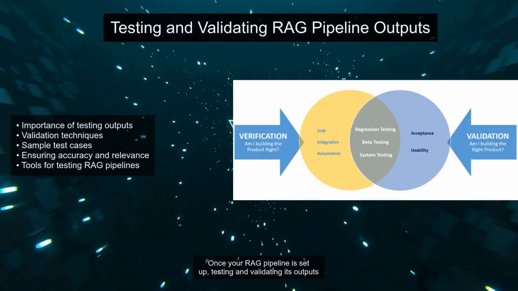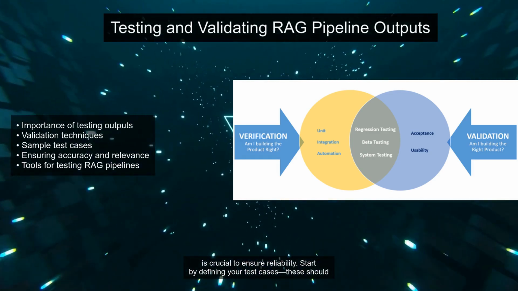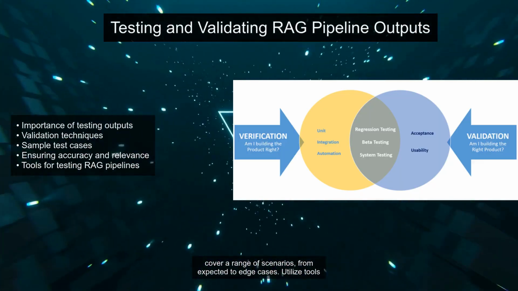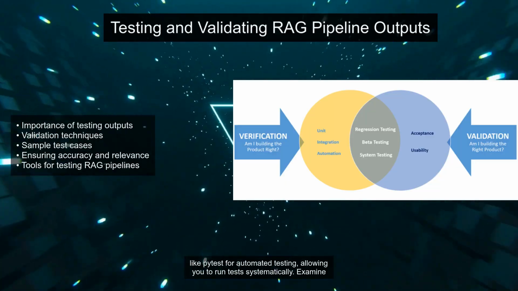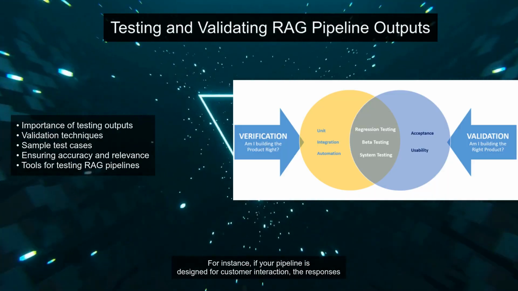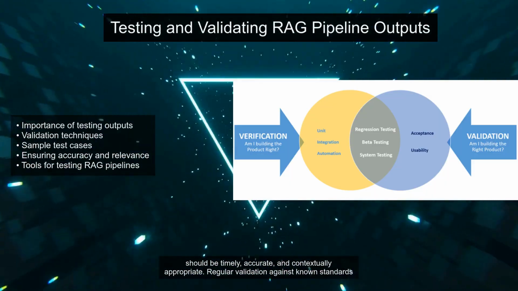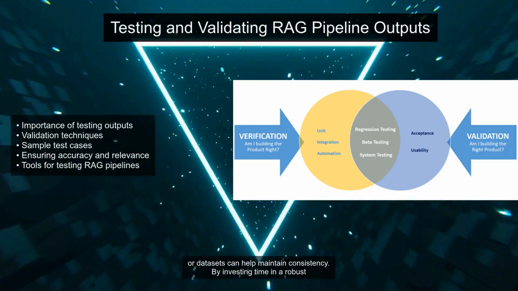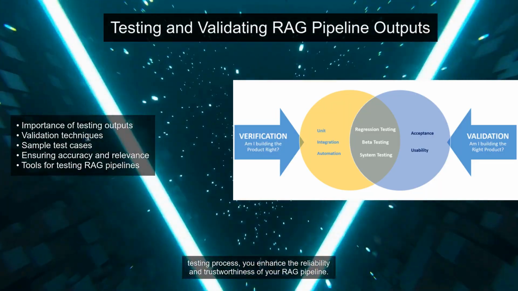By integrating these capabilities, you can build intelligent systems that not only understand but also interact meaningfully with data. Once your RAG pipeline is set up, testing and validating its outputs is crucial to ensure reliability. Start by defining your test cases. These should cover a range of scenarios, from expected to edge cases. Utilize tools like PyTest for automated testing, allowing you to run tests systematically. Examine the outputs for accuracy and relevance, ensuring they meet the intended purpose. For instance, if your pipeline is designed for customer interaction, the responses should be timely, accurate, and contextually appropriate. Regular validation against known standards or datasets can help maintain consistency. By investing time in a robust testing process, you enhance the reliability and trustworthiness of your RAG pipeline.